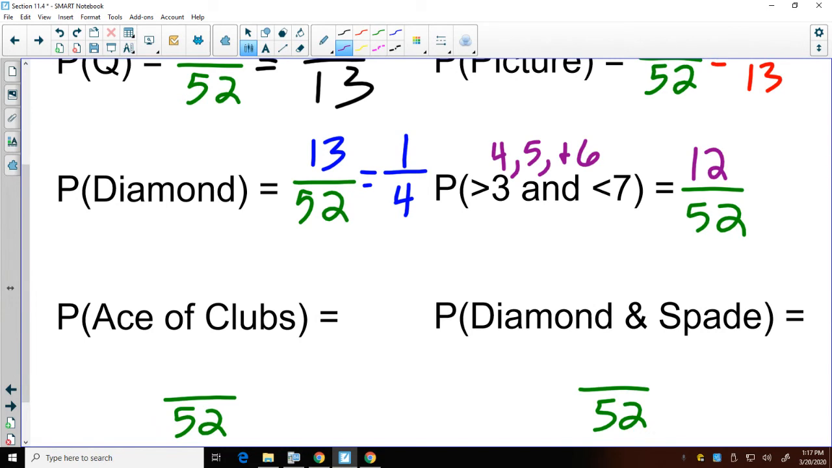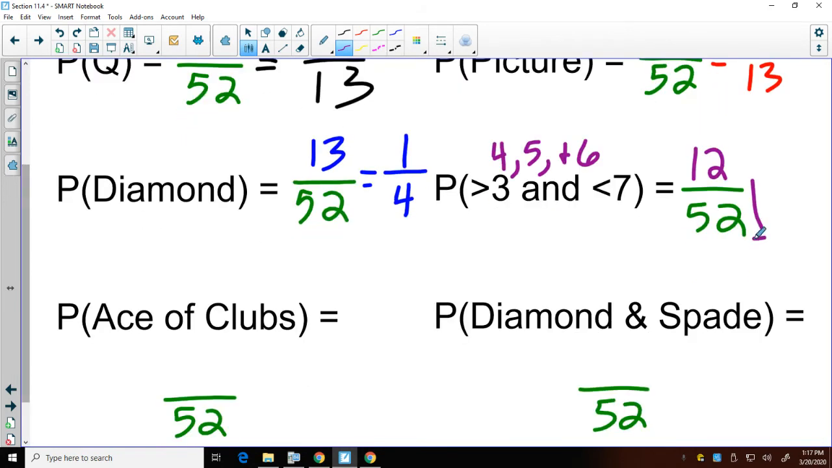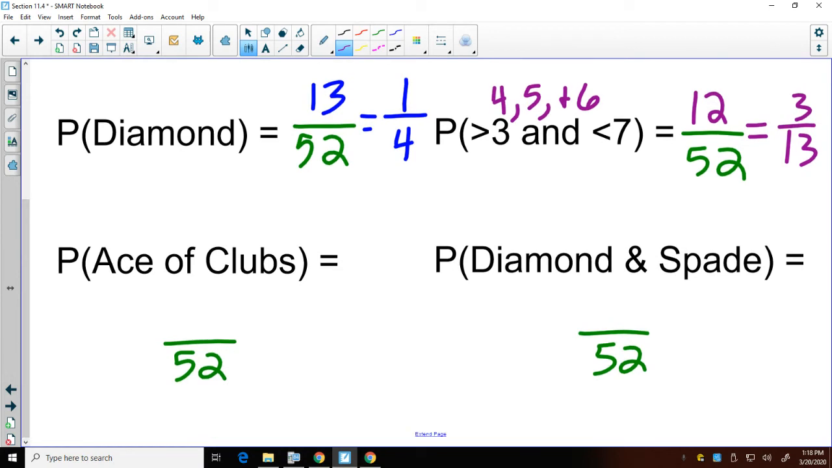Because 4 plus 4 plus 4 is 12. So we already know what that reduces down to. 12 over 52 is 3 over 13. And there you go. And then the final one. Very, very specific on these.